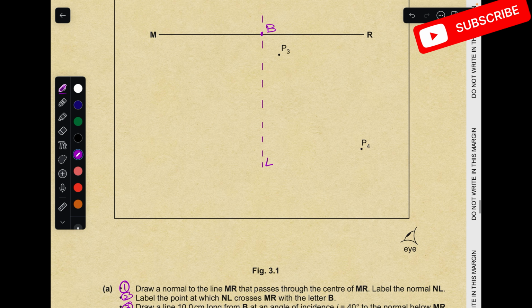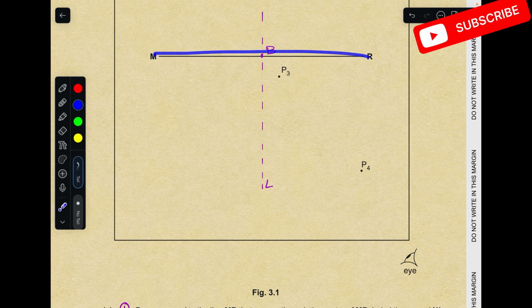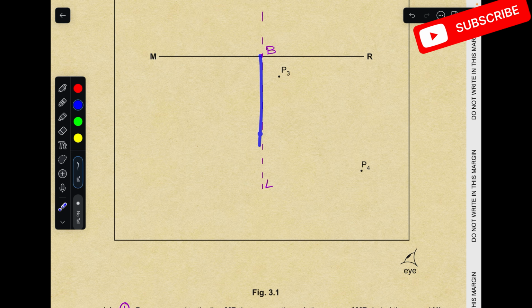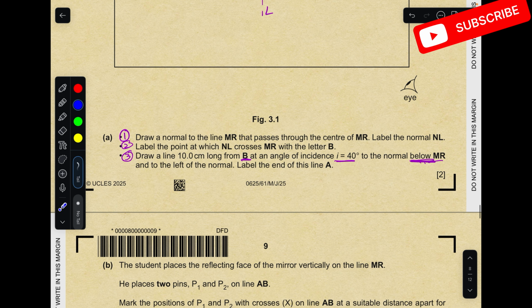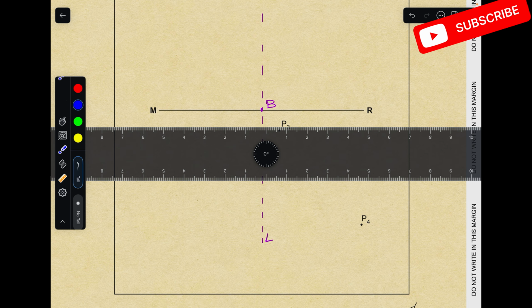Okay, the line should be below MR and left of the normal. So if it is below MR, it should be in this region, and left it means it should be in this region. So you have to draw the line there below and on the left. And its angle should be 40 degree. Okay, so 40 degree angle to the normal. Okay, they have instructed it very clearly.